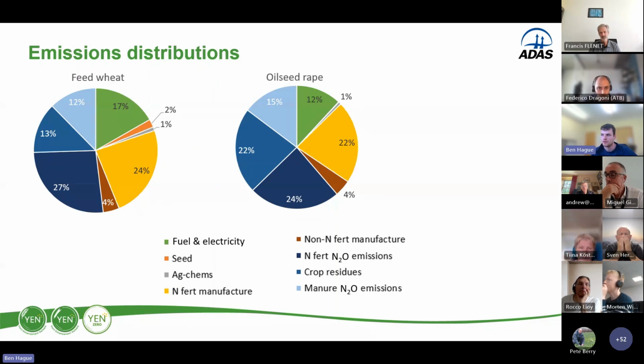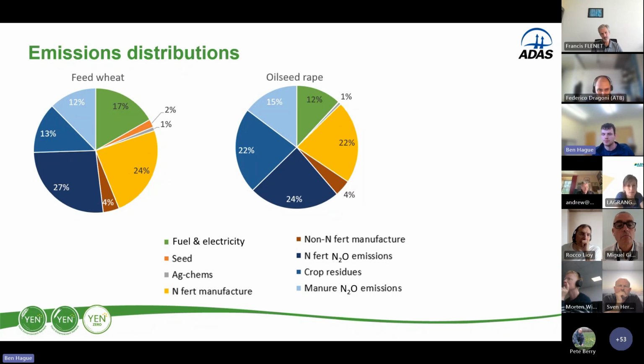So similarly, we see that nitrogen fertilizer makes up the overall bulk of the carbon emissions for this crop, making up just under 50%. Whereas the main difference between winter wheat and oilseed rape is that oilseed rape has a greater proportion of crop residue decay. This is because oilseed rape has greater nitrogen content in the store, which means that there's greater emissions in terms of nitrous oxide following crop residue decay.